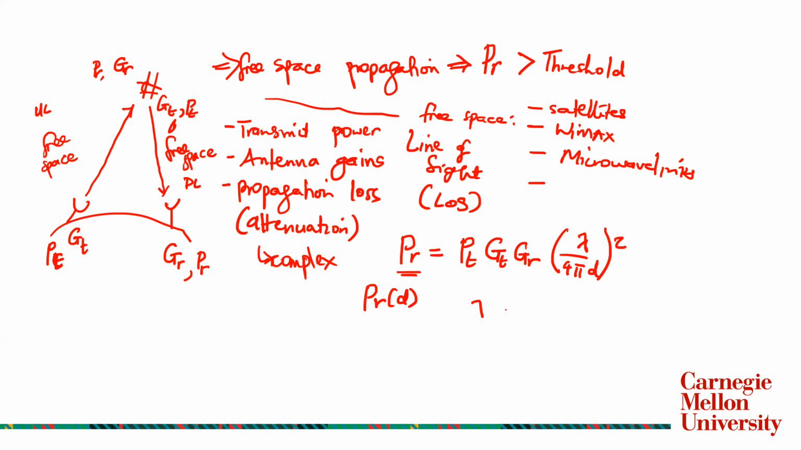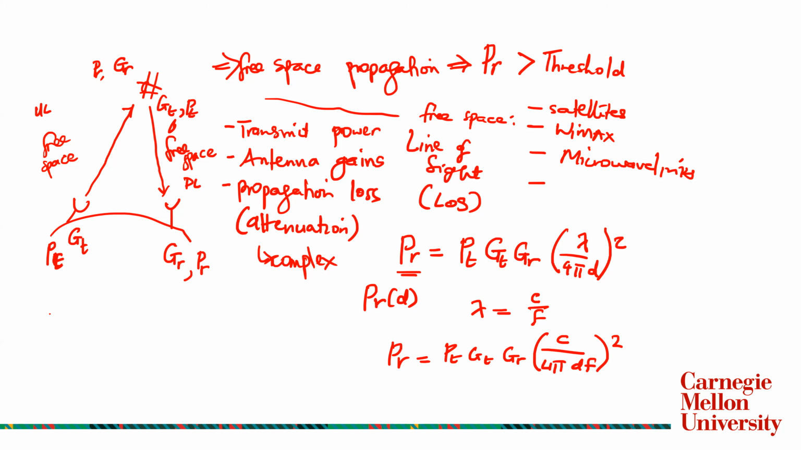Now we know that lambda is equal to c over f. c is the speed of light, f is the frequency. So therefore, it's okay also to say that PR is PT, GT, GR. Since lambda is c over f, then you can say c over 4 pi d f, squared. So that is really the same equation.